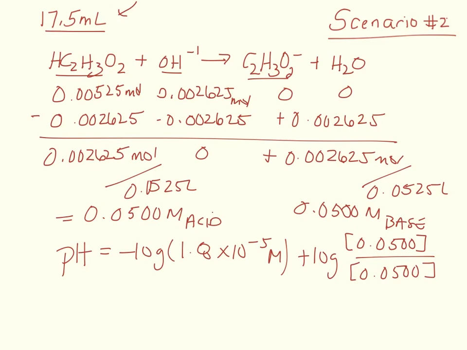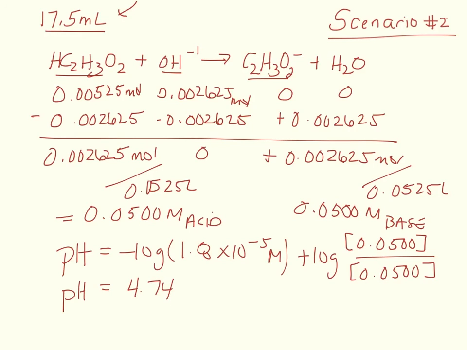So this ends up equaling negative the log of 1.8 times 10 to the negative fifth. The pH is now 4.74. Compared to scenario number 1, we're now a little bit more basic.